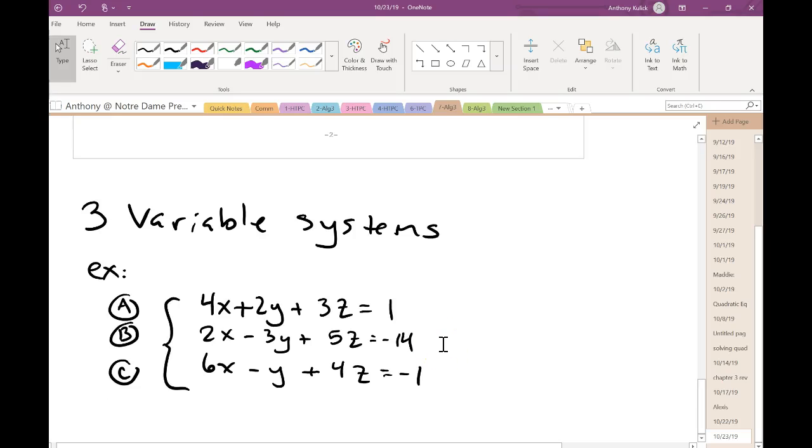So again, we've talked about three methods for solving. We've talked about graphing, substitution, and elimination. So what am I going to get if I try to graph an equation with three variables? What kind of shape is my graph going to give me?